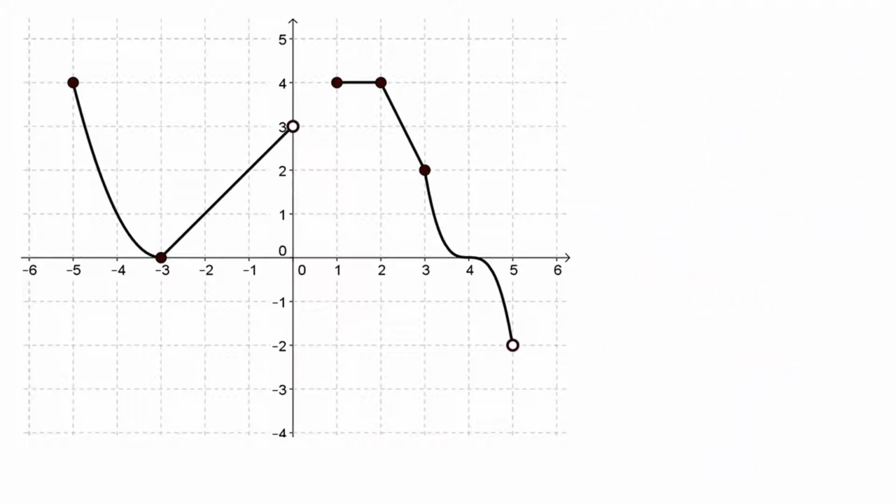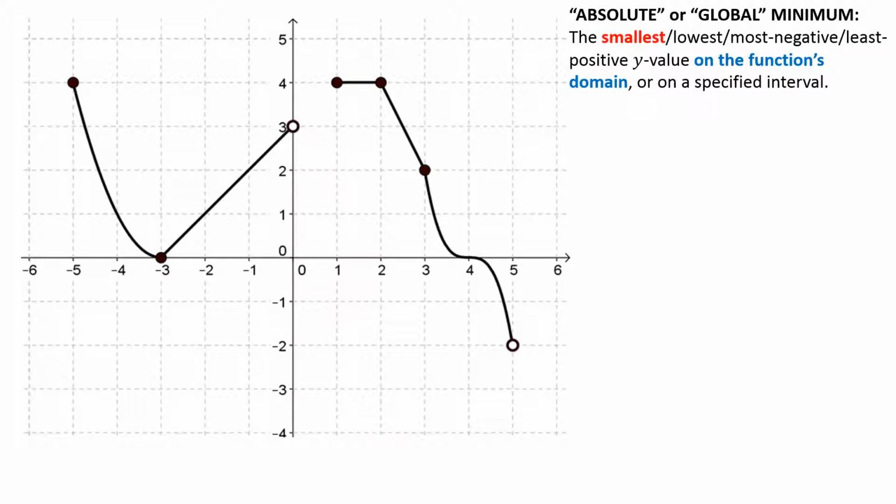Now we'll talk about minimum and maximum points, otherwise known as extrema. We can talk about absolute or global extrema, meaning the biggest or smallest points in the entire domain of the function. So an absolute or global minimum would be the smallest y value on the function's domain, or possibly in a specified interval if we wanted to look at just a small piece of the graph.